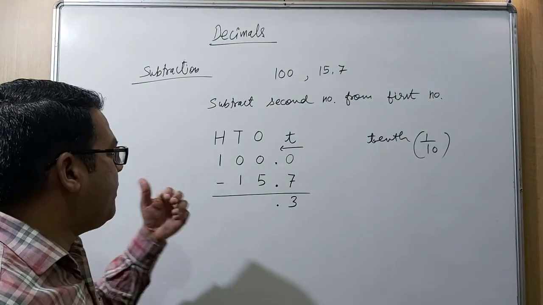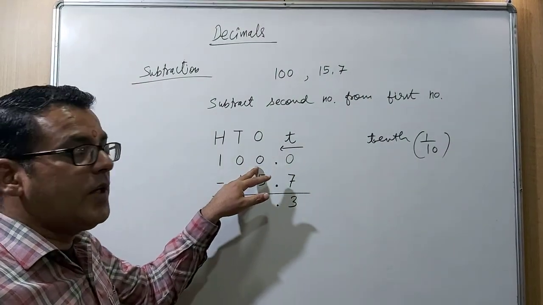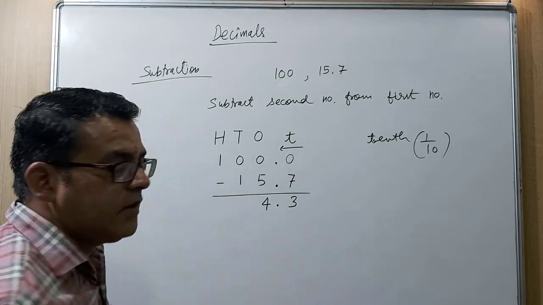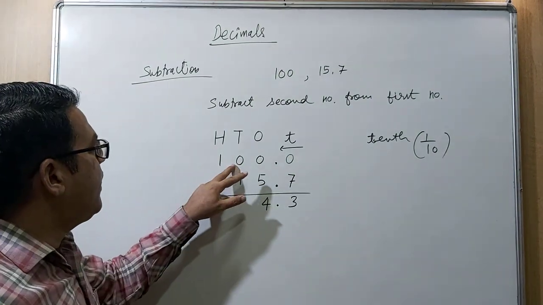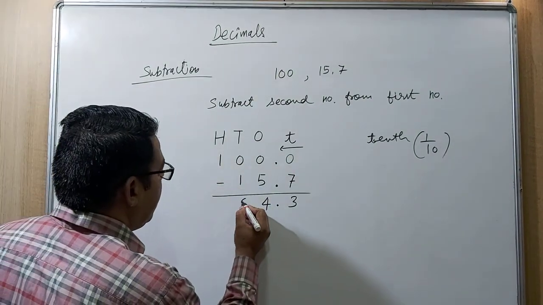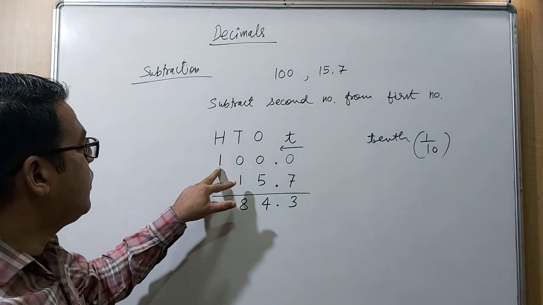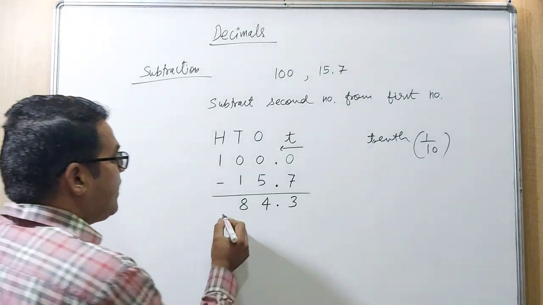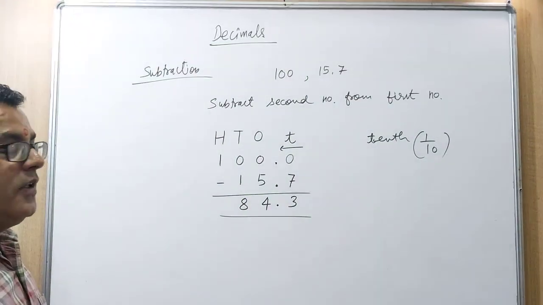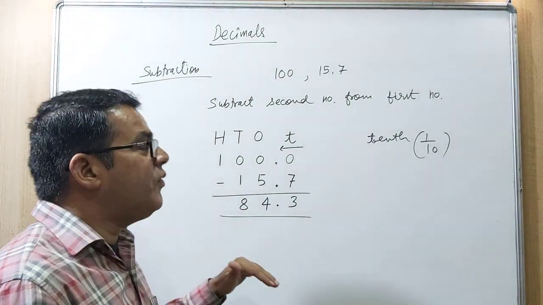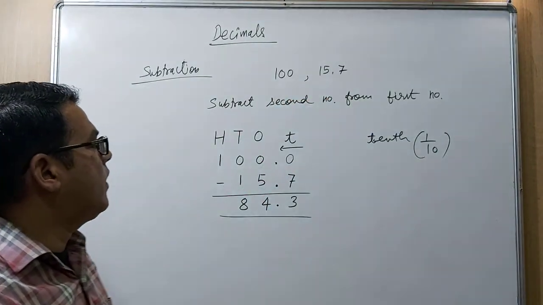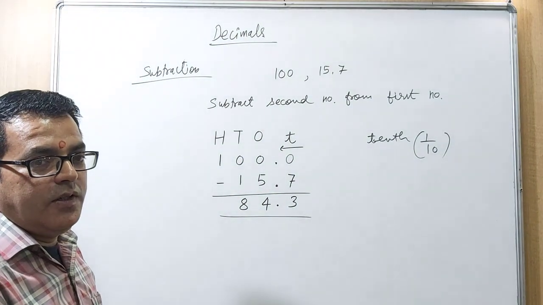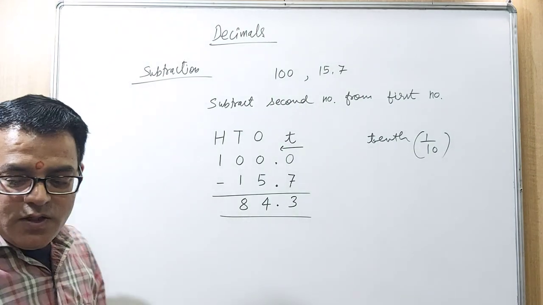Since we have taken a borrow for this one, it now becomes 9. So 9 minus 5, 4 we can write here, right? Borrow comes from here also, it's 9, 9 minus 1, 8. Actually, the borrow goes from here, so it becomes 0 now, and we need not write 0. So 84.3, this is what we have if we subtract 15.7 from 100. Hope you understand, this is very simple, right?